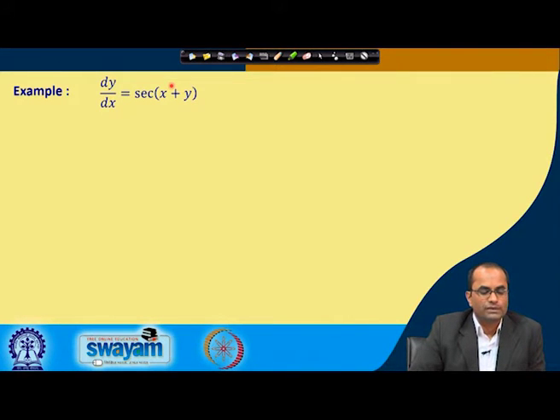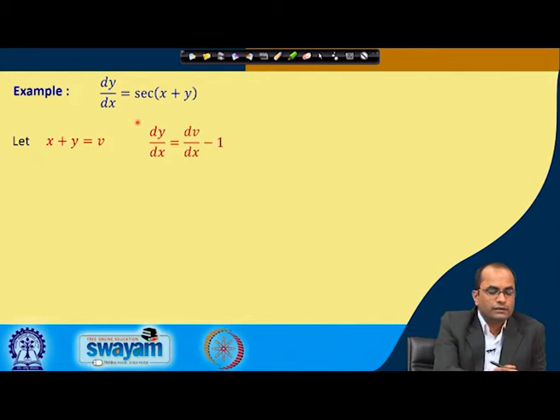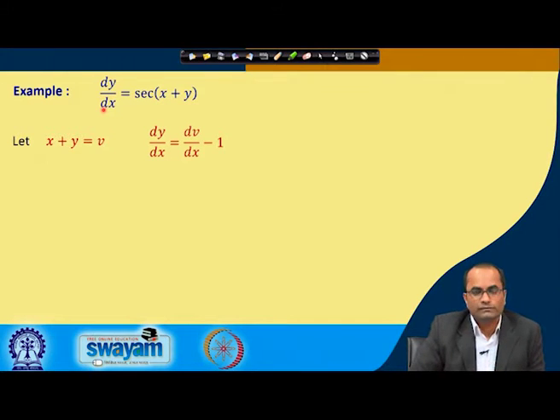That means, this x plus y we will set as v, and having so, here we can now get dy over dx. So, this is 1 plus dy over dx is equal to dv over dx, and then this dy over dx will be dv over dx minus 1. So, we have this change now from y to v, which we can substitute in the given equation.